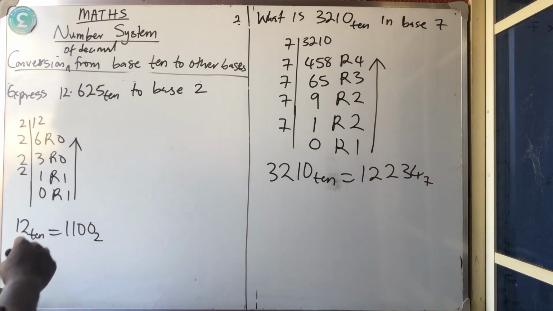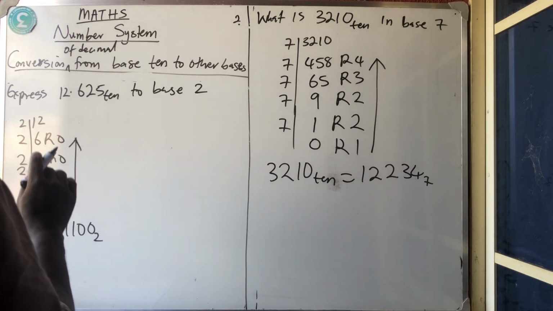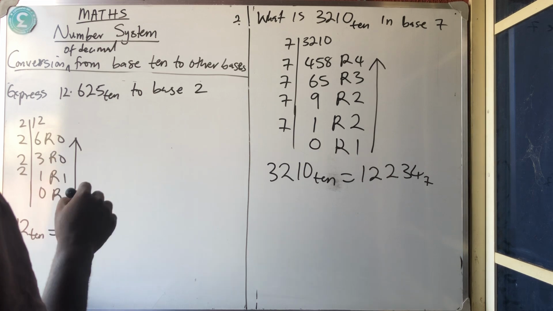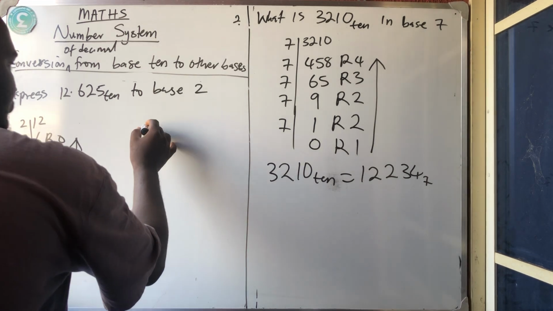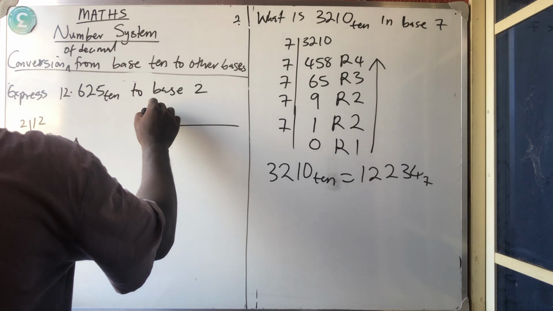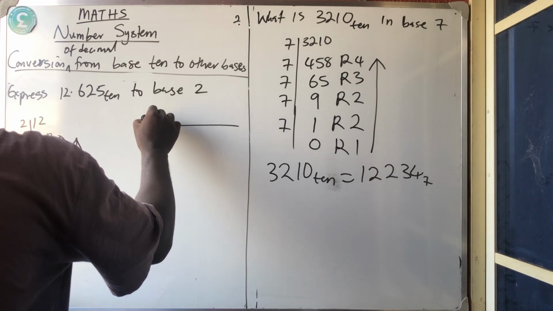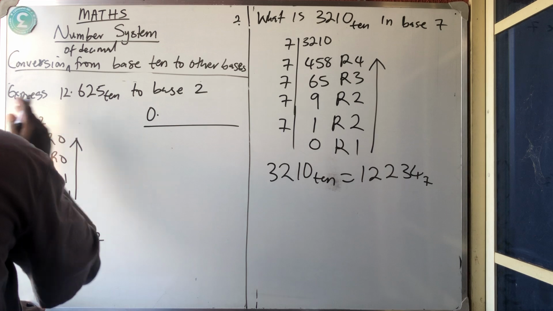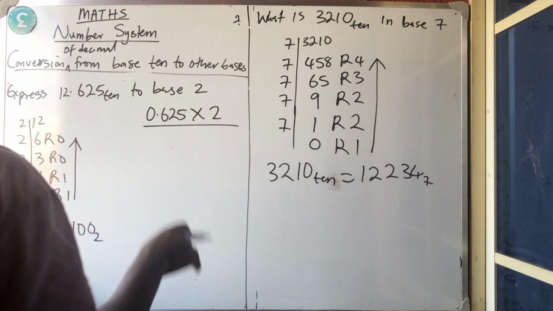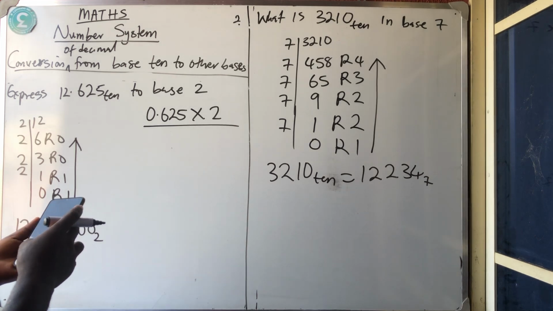Okay, now in the decimal part we multiply. In the decimal part we multiply, we don't divide. So look at how we do it. It's very, very simple. We say 0. We have taken the whole number part, so 0.625 times that 2. Okay, so let me show you how to do it. Just pay attention, you will get it.